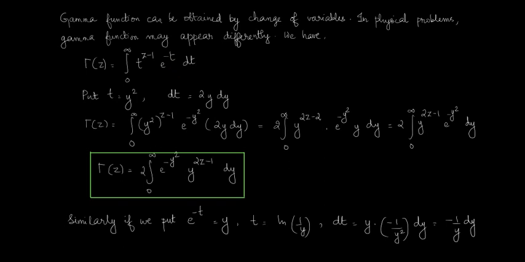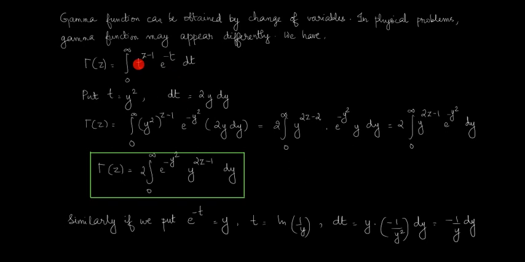Just consider that you are taking t as y square. So your dt becomes 2y dy. Your limit doesn't change, it remains 0 to infinity. But when you have this variable change, you see how your integral changes.